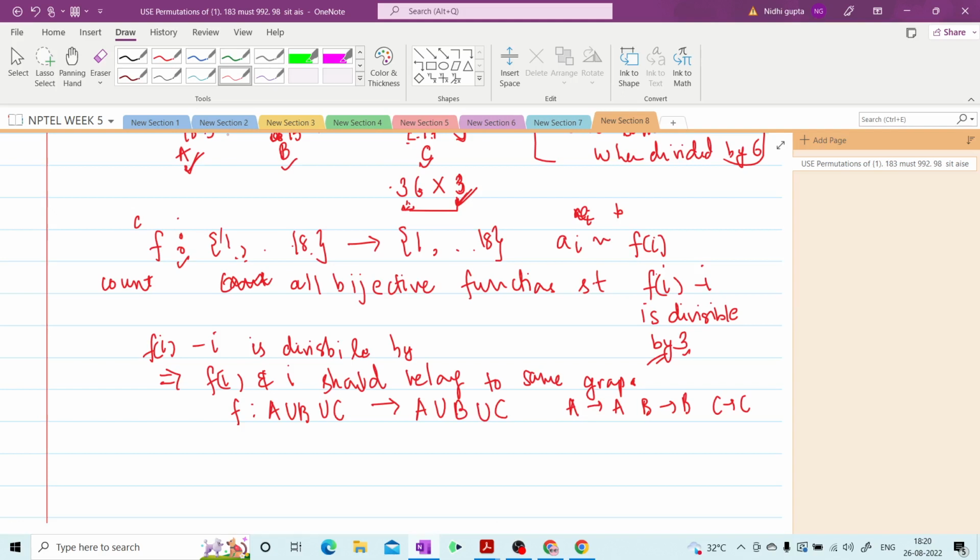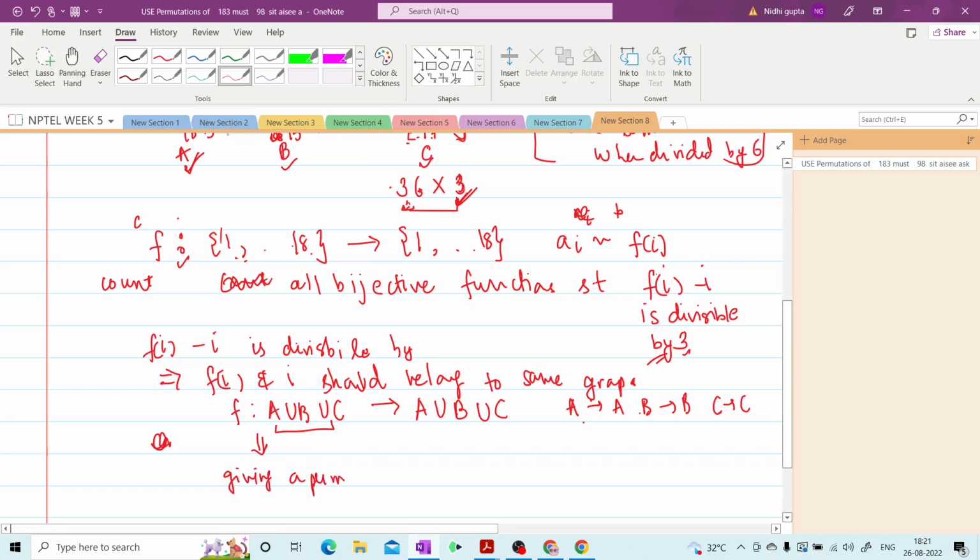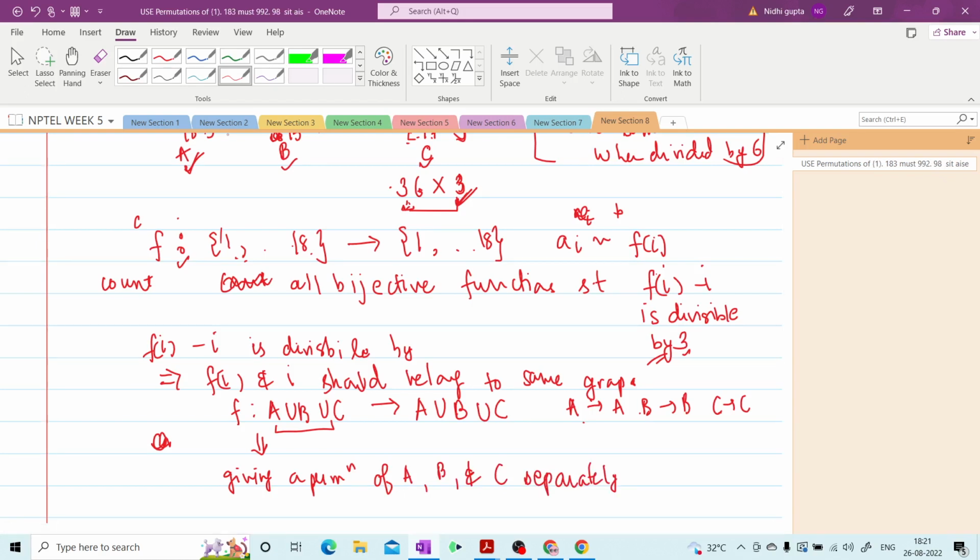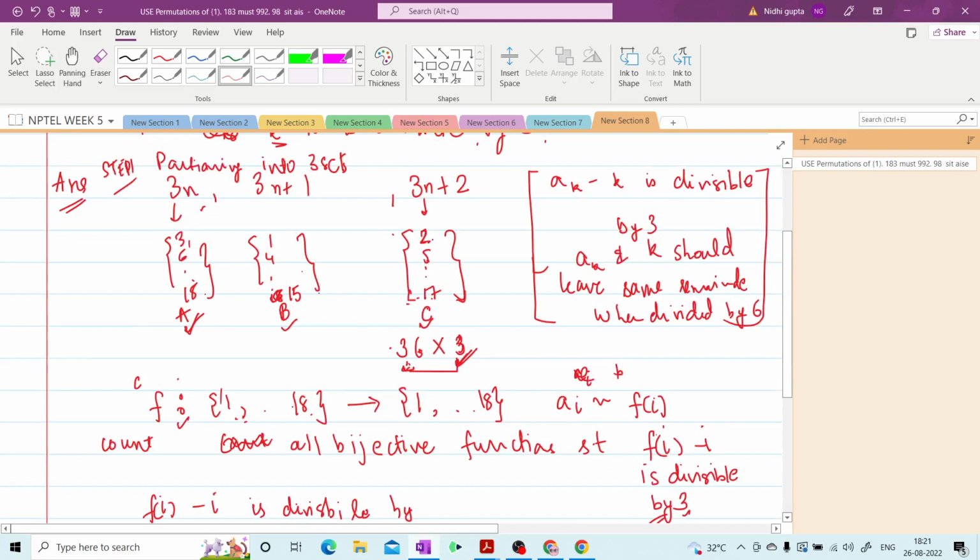Yeah. Now, since A goes to A, B goes to B, and C goes to C, constructing such permutations is the same as giving a permutation of A, B and C separately, because all the elements of A are going to A, all elements of B are going to B, and all elements of C are going to C, and they are not allowed to go into another set. So you give a permutation of A, you give a permutation of B, and you give a permutation of C.